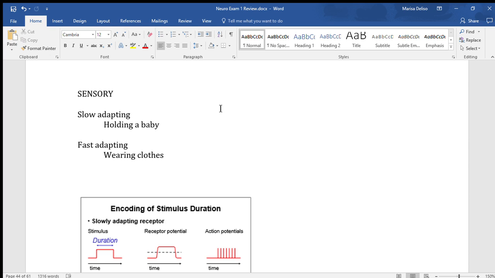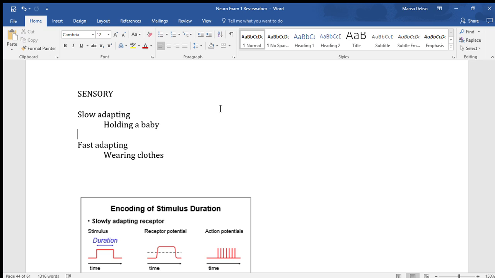Well, if the scenario is you're holding a baby, you want that to be very slow adapting receptors, because it's about how you feel the sensation. Are you going to consistently feel it, or does it go away and is perceived as normal immediately? Slow adapting does not perceive the stimulus as normal for a long time. That's why it's slow. So when I'm holding my phone, I'm still holding it because I'm perceiving this as abnormal. This is not a part of my skin. This is not a part of me. It's abnormal. This is slow adapting.